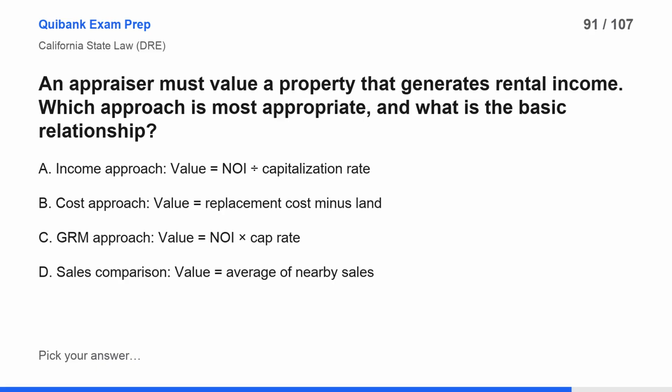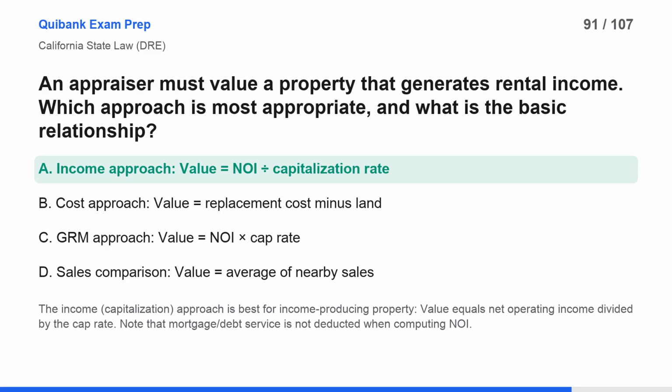Question 91. An appraiser must value a property that generates rental income. Which approach is most appropriate, and what is the basic relationship? A. Income approach. Value equals NOI divided by capitalization rate. B. Cost approach. Value equals replacement cost minus land. C. GRM approach. Value equals NOI times cap rate. D. Sales comparison. Value equals average of nearby sales.